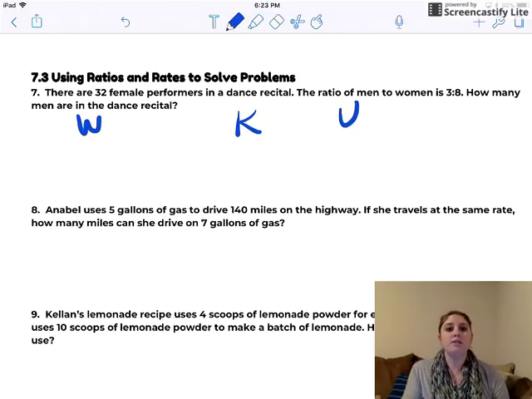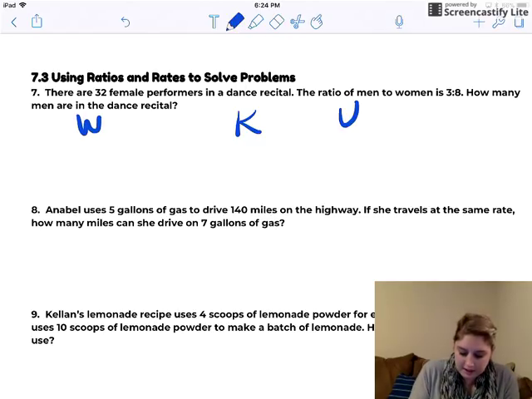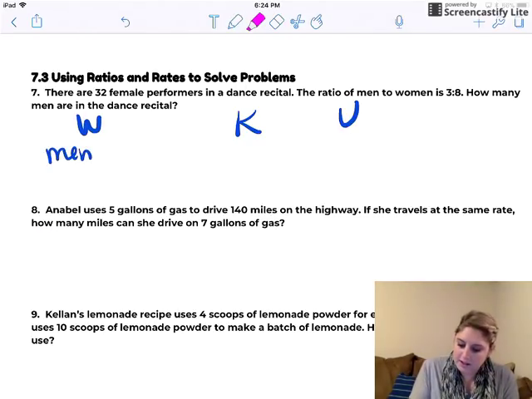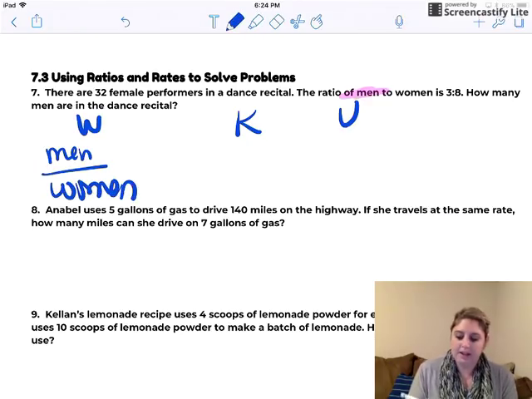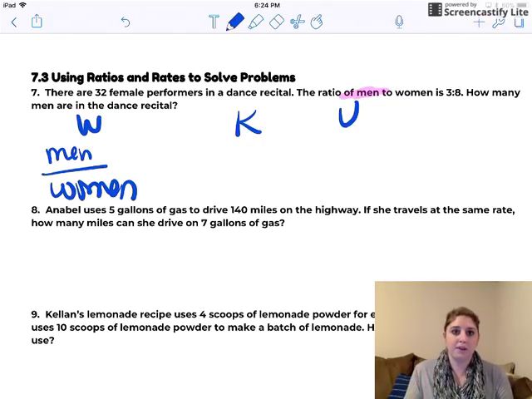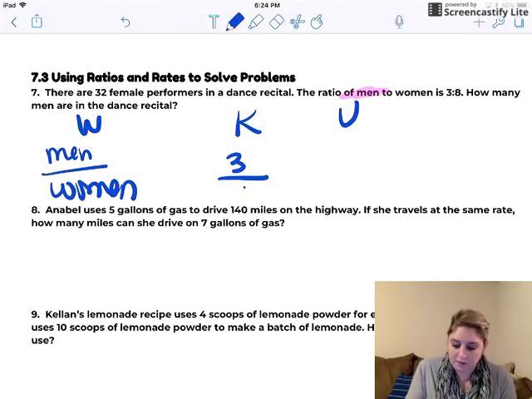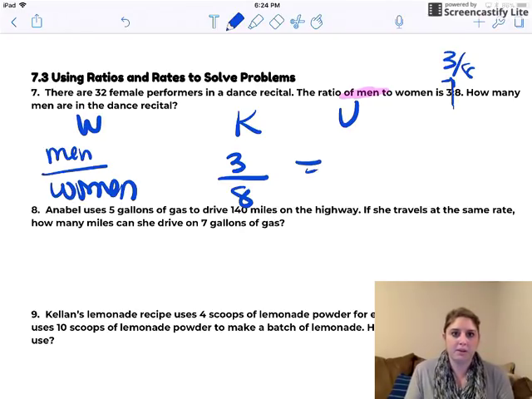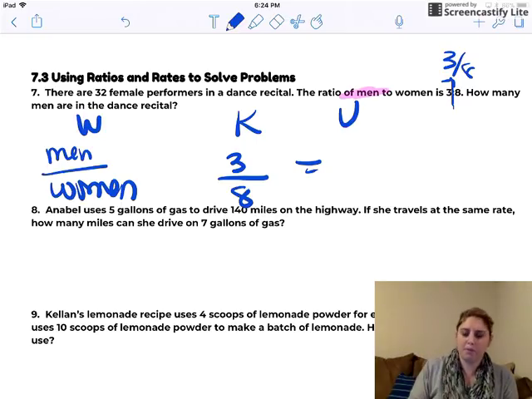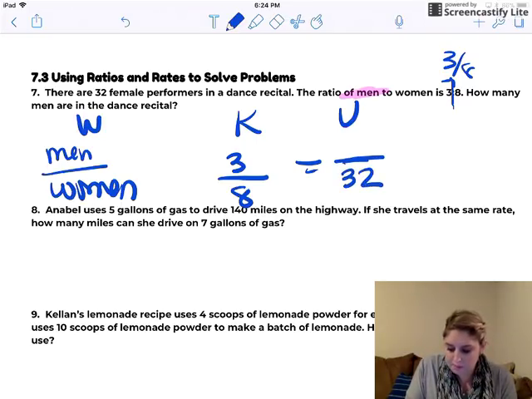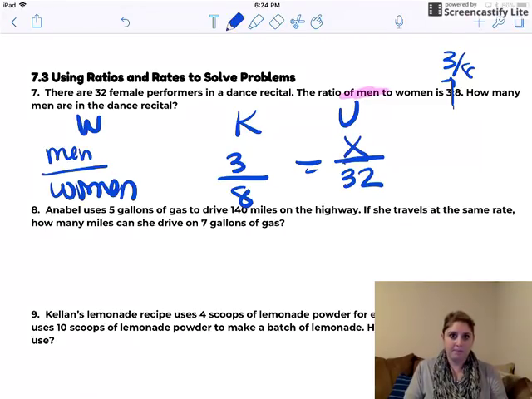First one, there are 32 female performers in a dance recital. The ratio of men to women is 3 to 8. How many men are in the dance recital? So word ratio is that we have men over women, right? It says the ratio is 3 over 8. So that would be 3 over 8, because remember, we can write these all different ways. Now, what do we know and what do we not know? There's 32 female performers, so that means 32 goes on the bottom, x goes on the top, okay?